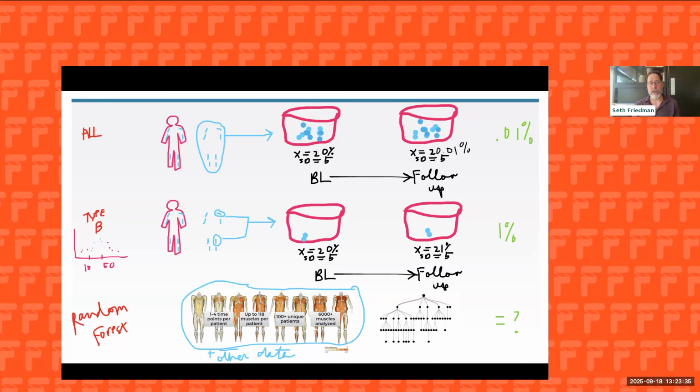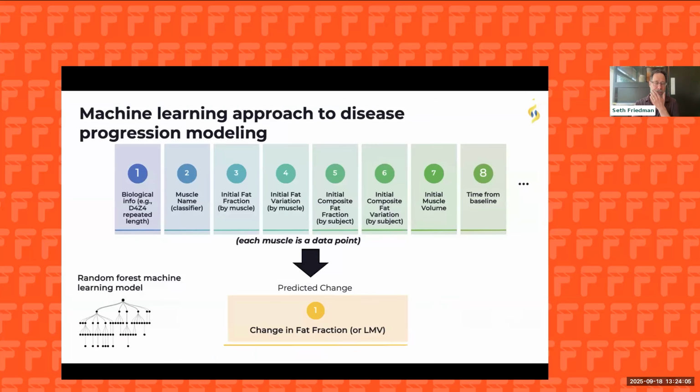The last approach, which we've been working with over the last year, is this idea of a random forest where you put all the data in. You can also add in other data, such as your D4Z4 length or your age or your gender. You leave things like muscle identity in the model, and so you're able to evaluate if those things are useful and kind of solve the question of what's happening over time. Let me walk you through this real quickly.